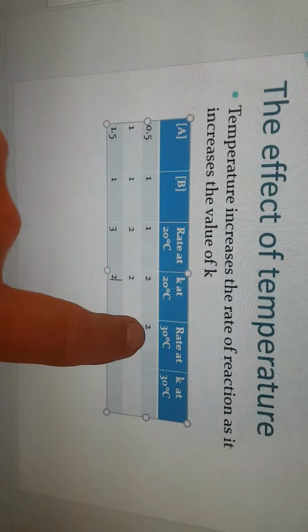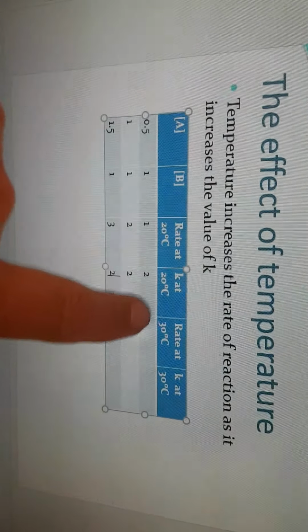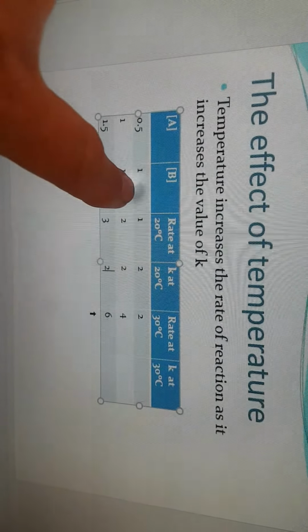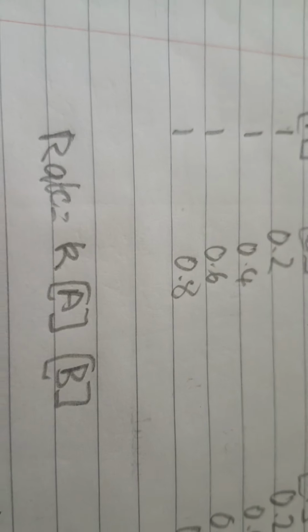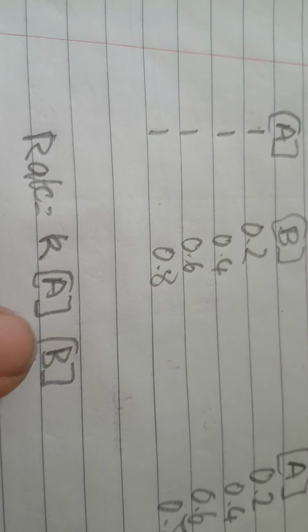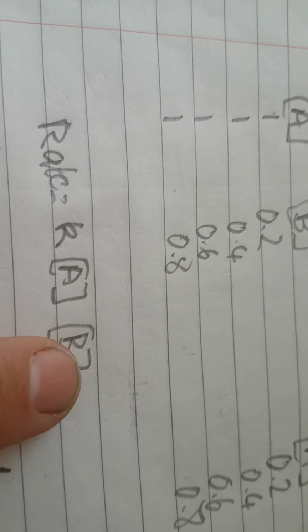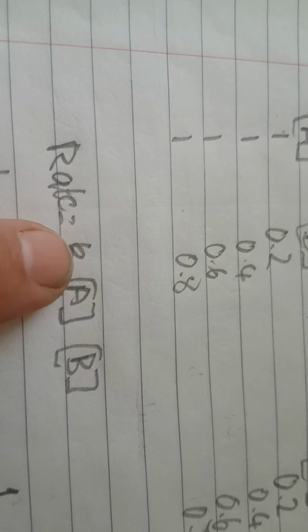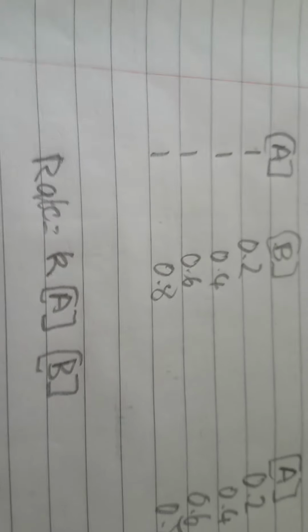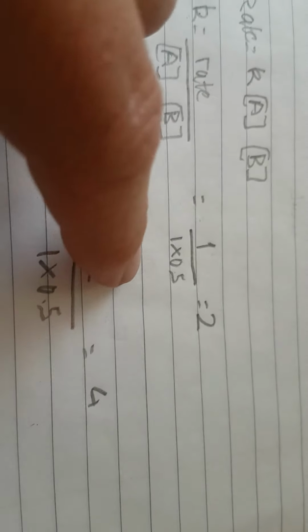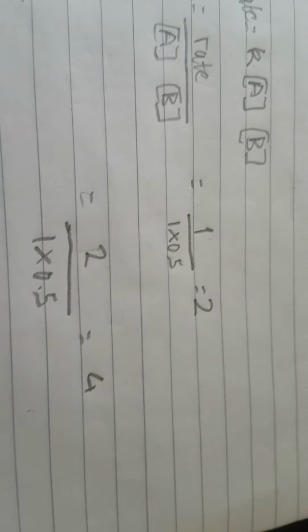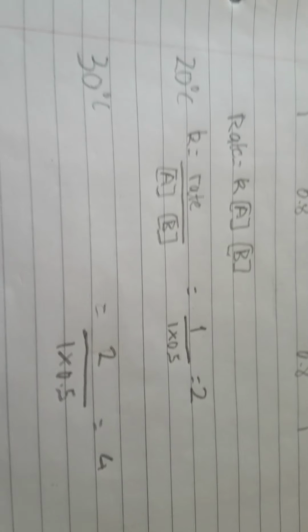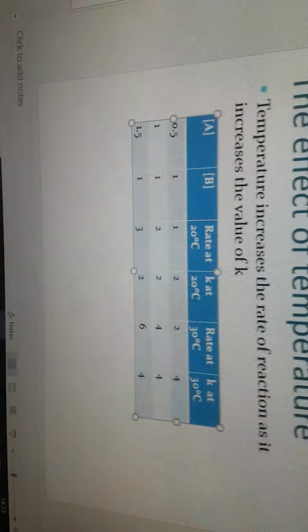The rate has increased. Now, if the rate has increased, but A and B have both stayed the same, from our rate equation, you can already deduce, wait a minute, if this increases, and that stays the same, and that stays the same, the only way rate can increase, therefore, is if K increases. Just to confirm that mathematically, at 30 degrees C, the rate will be 2 over 1 times 0.5, and it comes to 4. So K has increased.